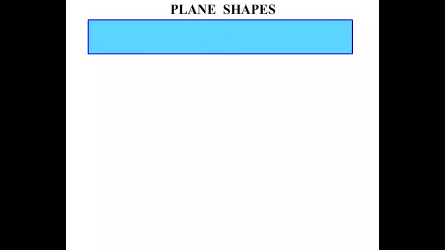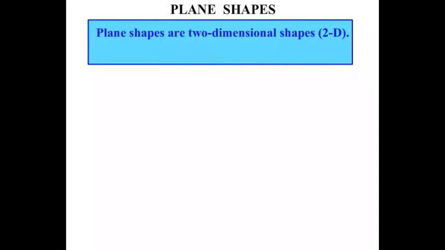In this lesson, we take a look at plane shapes. Plane shapes are two-dimensional shapes, 2D. They are flat shapes. So if they're two-dimensional, they have a length and a width. Alright, so we're dealing with these shapes have area. They don't have volume, they have an area.